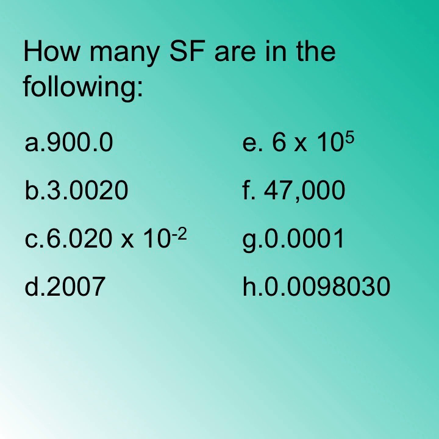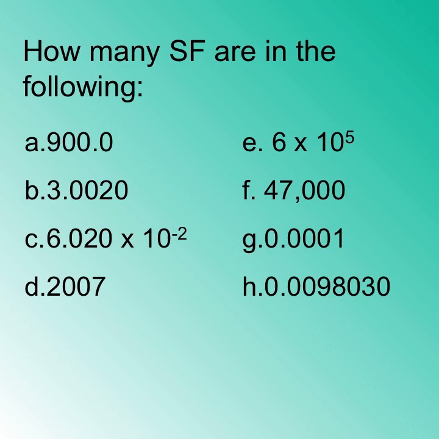Does that sound okay to you? All right, on A, 900.0, there are 4 significant figures. On B, 3.0020, there are 5 significant figures. C is 6.020 times 10 to the negative second. There are 4 significant figures.